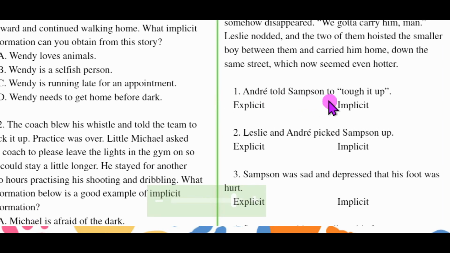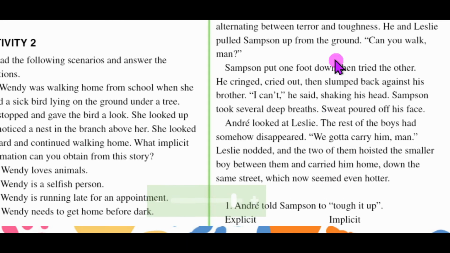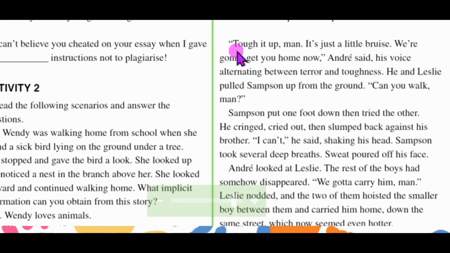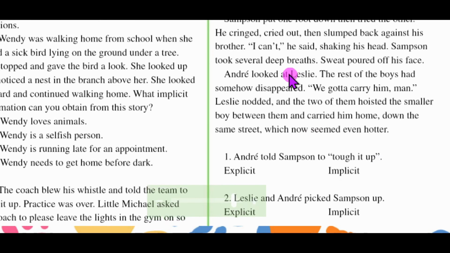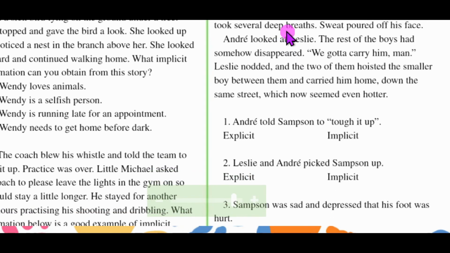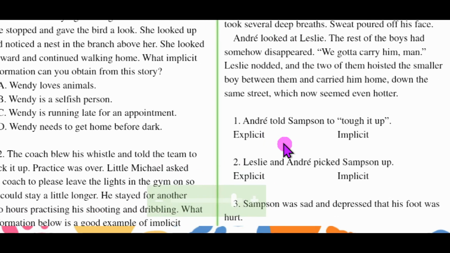Number 1. Andre told Samson to tough it up. Is this stated in the text or is this implied by the text? So is it explicit? Can we look at the text and see it there? Or do we have to think about what is being said and assume that that is what they mean? So let's look now. Tough it up, tough it up. Oh, here it is in the first line. Tough it up, man. So if it's right there in the text, that means that it is explicit information.